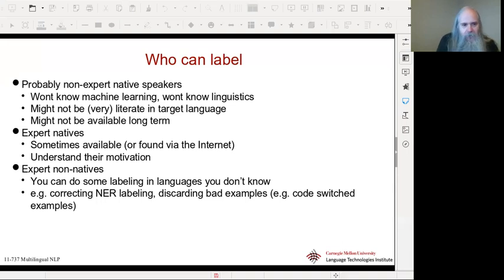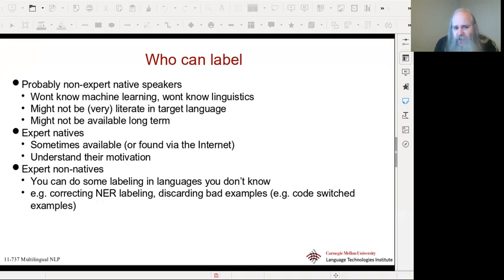Okay. Where do you get expert non-natives? These are people who are linguistically aware, maybe even NLP aware, but they don't really speak the target language. They might have some knowledge of the language, but they might not actually be natives. You can still get them to do things. And surprisingly, you can still get non-natives to do relatively interesting things. Depending on their awareness of the language, they can do a lot more.